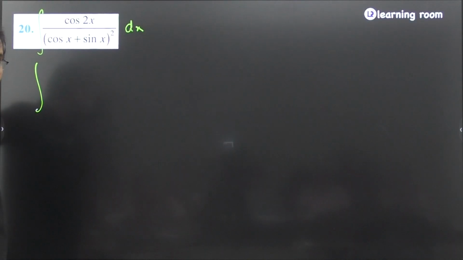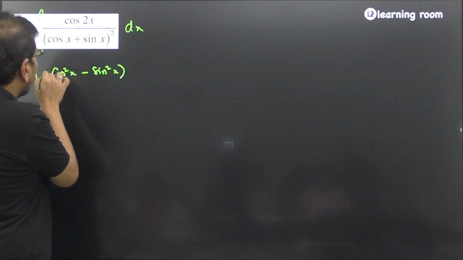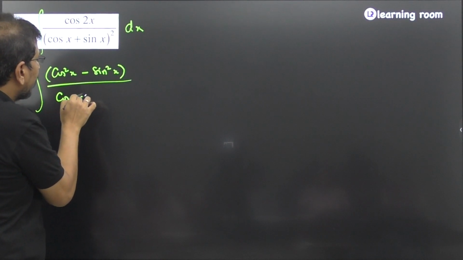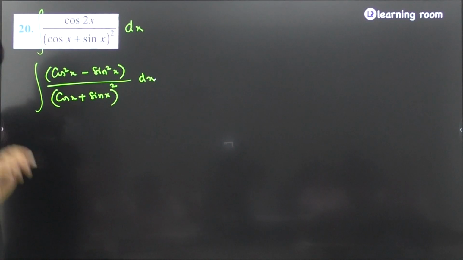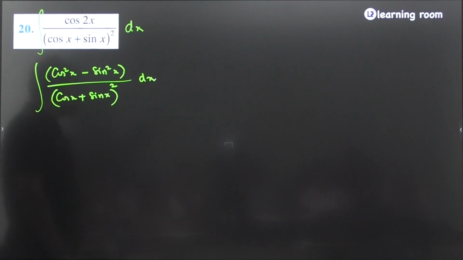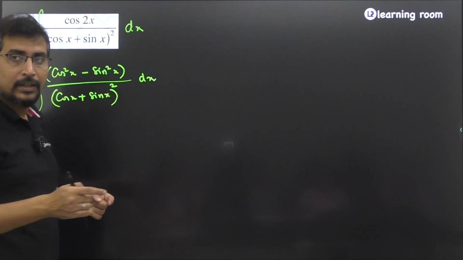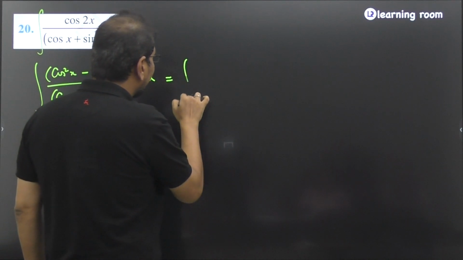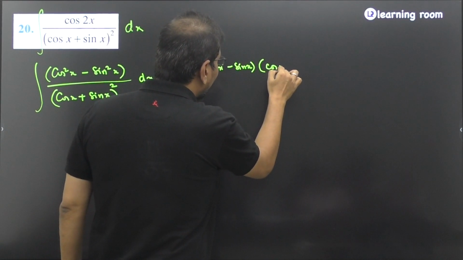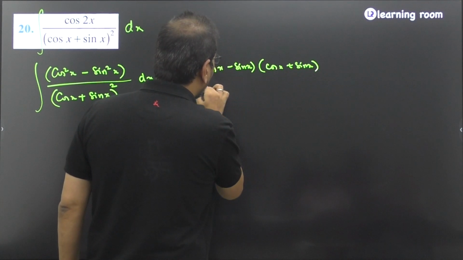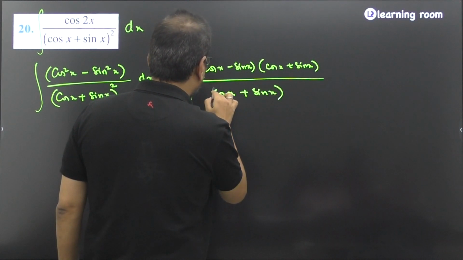What is the formula for cos 2x? It is cos square x minus sin square x, the whole divided by cos x plus sin x, the whole square, times dx. Now listen to this. Cos square x minus sin square x, if you treat it as a square minus b square, can be written as a minus b into a plus b. So you can write this as integral of cos x minus sin x into cos x plus sin x, the whole divided by cos x plus sin x, the whole square.